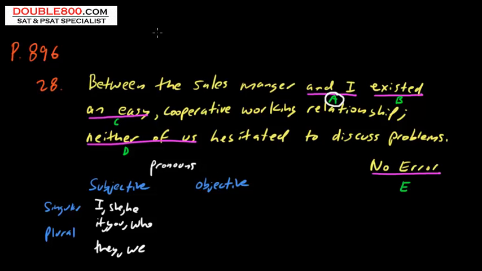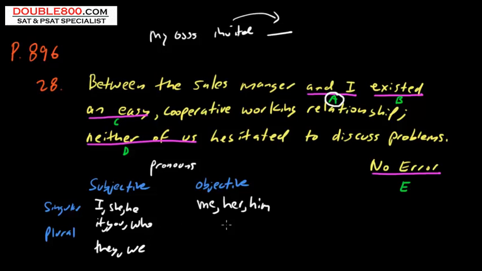So what if I said, my boss invited? You wouldn't say I, because my boss is a subject. Invited. What's the objective case? It's me, right? And it's her and him. It, you, and who don't change. Actually, who does. There is a word, whom.